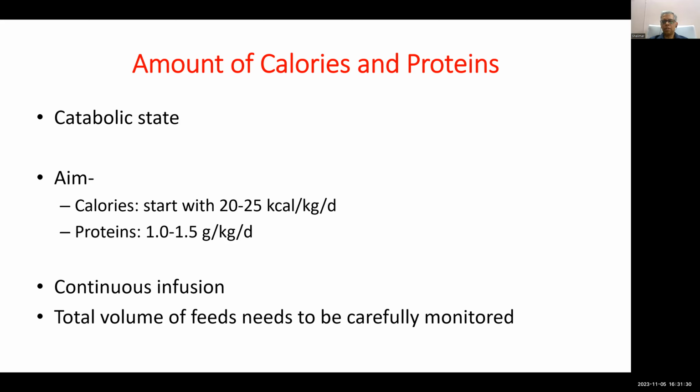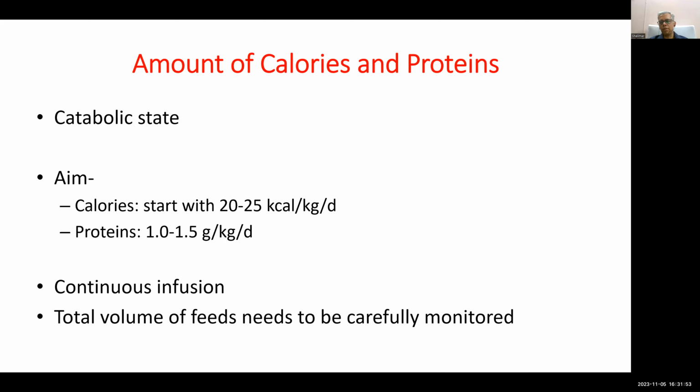Well, our usual concerns are, do we restrict calories, restrict protein? So no, we don't need to restrict calories and proteins. We need to give them. And enteral nutrition is better. But more important, you need to keep in mind the amount of fluids which you are going to give, and that should not lead to more fluid overload in such patients. So you need to tailor-make a diet chart for such patients.